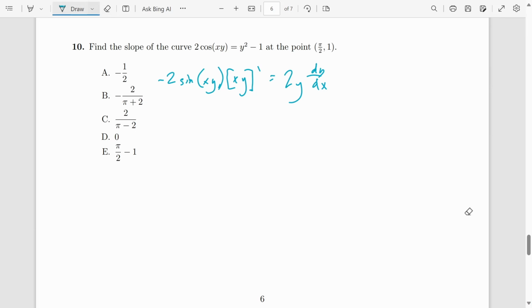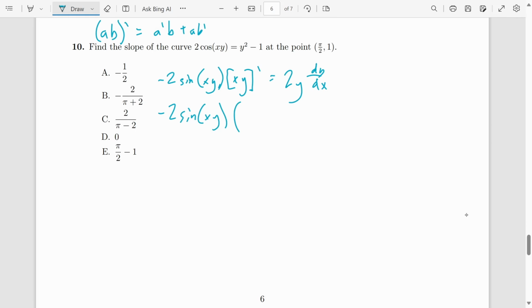So we are almost done with our derivative. Now we have to figure out the derivative of xy. We're probably going to use the product rule for that. If you don't remember the product rule, if you have something in the form of ab and you want to take the derivative of it, that's equal to a prime b plus a b prime, where in this case a is x and b is y.